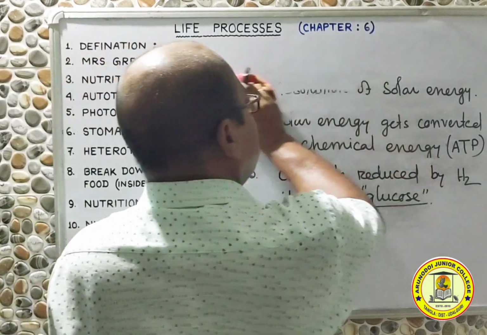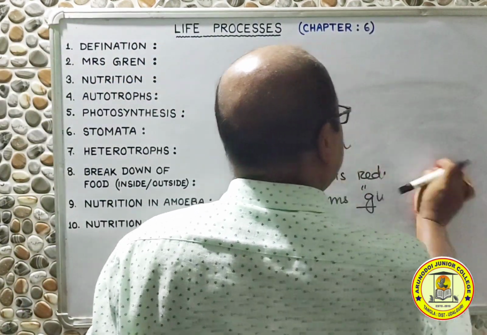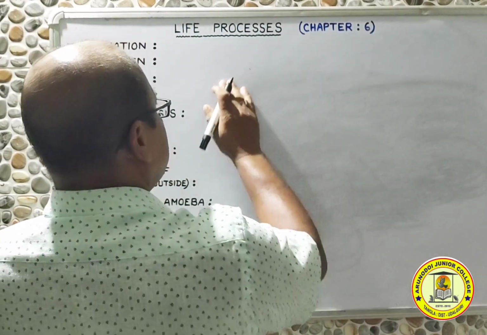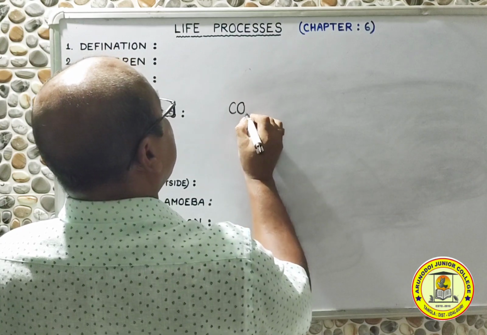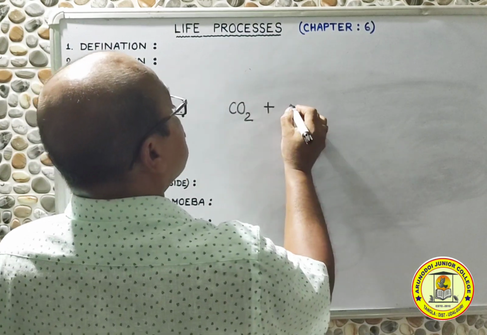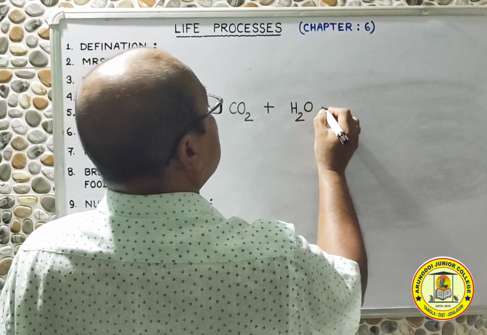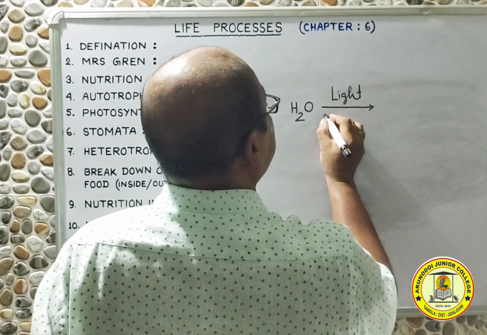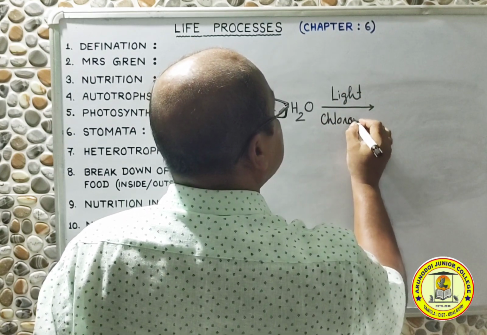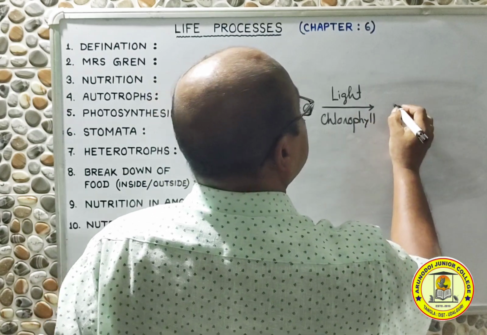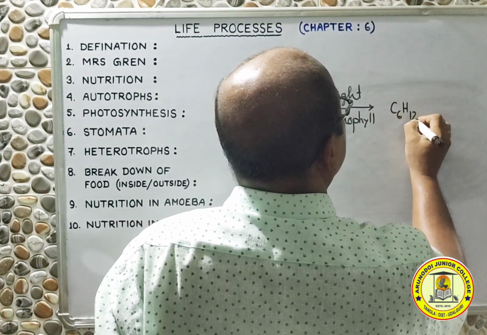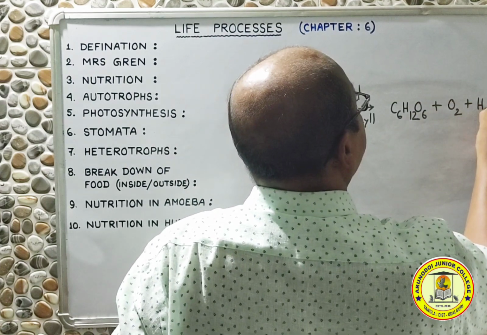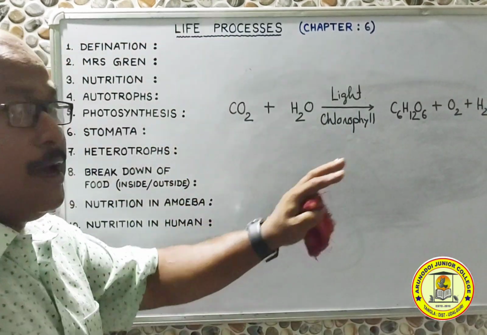Now in the 3 steps, whatever chemical reactions take place, all the chemical reactions put together, the photosynthesis reaction can be written like this. Carbon dioxide reacts with water molecules in the presence of sunlight. Definitely the chlorophyll is needed, and then it will produce C6H12O6 plus oxygen plus water molecule. So this is the entire chemical reaction.